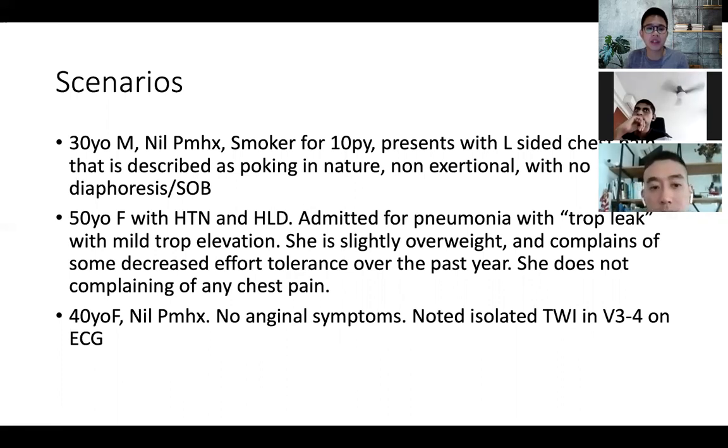And the fourth is a 40-year-old patient with no past medical history. However, the polyclinic did an ECG on routine health screening and noted some isolated T-wave inversions in V3 to V4 on ECG. So maybe before we look at these cases, we'll just go through and then at the end we'll revisit them again. Okay.